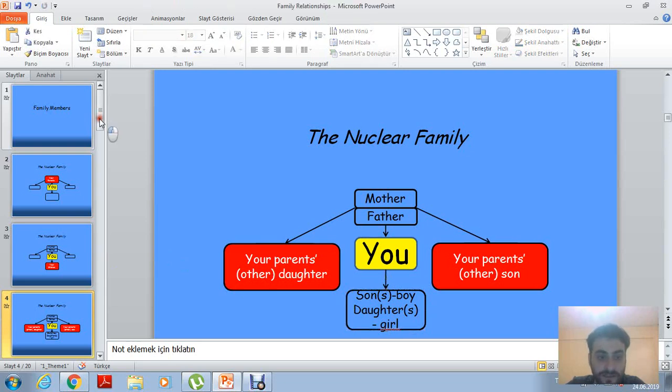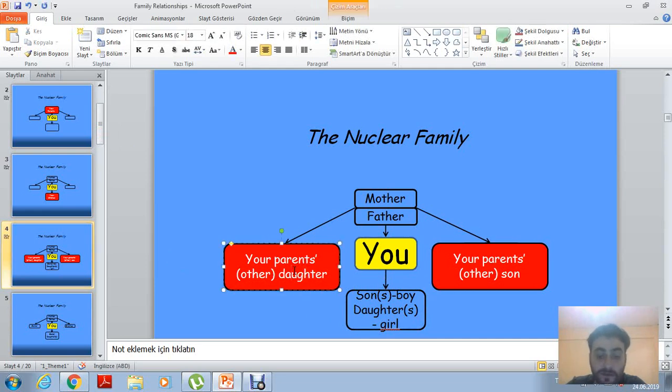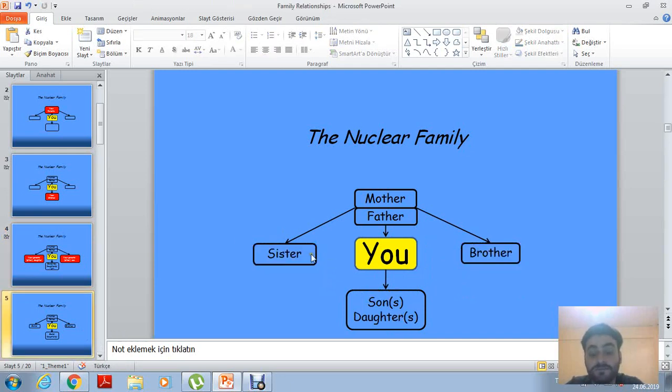Your parents might have other children. Your parents might have a daughter and a son. Your parents' children are your sisters and brothers. So if your parents' children are girls, they are your sisters. If they are boys, they are your brothers.